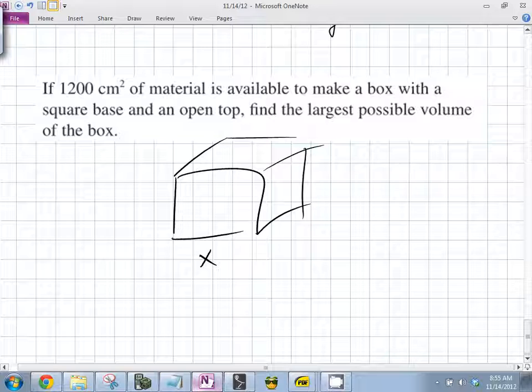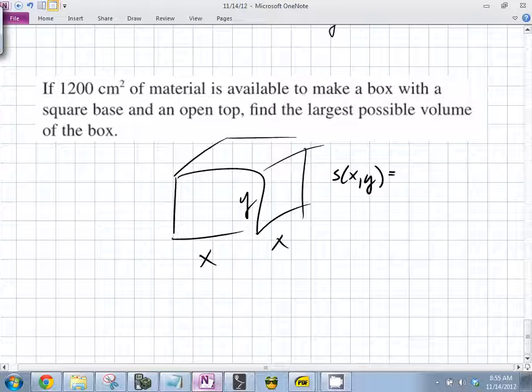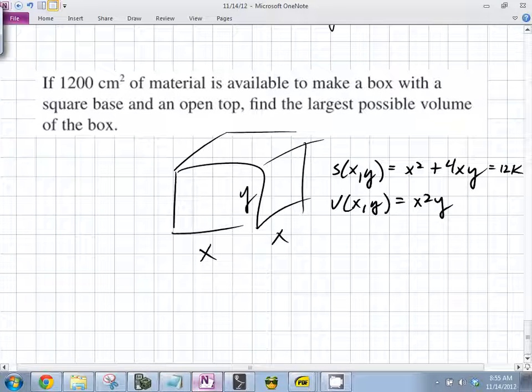So what's the surface area going to be? You just used this. And what's the volume going to be in terms of x, y? X squared y. And we know that the surface area has to equal what? 1,200. Great. So which one are we trying to minimize? Oh, we're trying to maximize. Sorry, maximize it, right? So find the largest possible. That's in two variables. We want it in one.